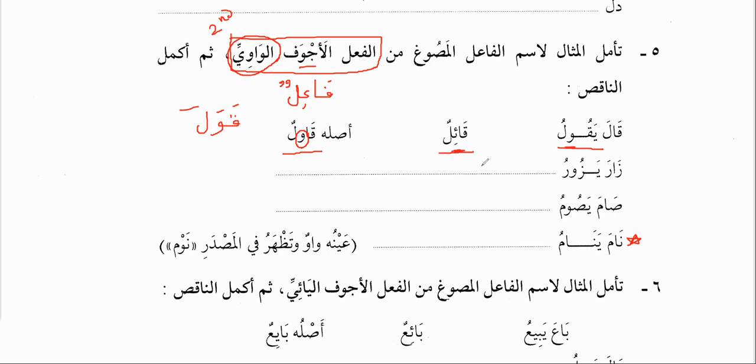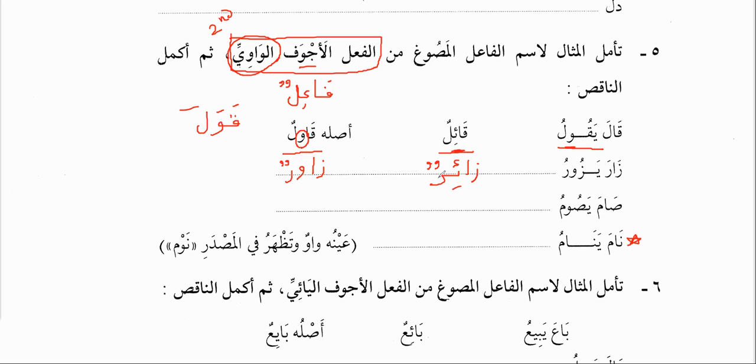So first of all, let's see, we will make zawirun, and you need to put the wow because this is fail ajwaf al-wawi. That means when you make the scale, the wow has to come. And what will be the scale of our ismun fa'il? Za'irun. The wow will be changed and hamza comes in.